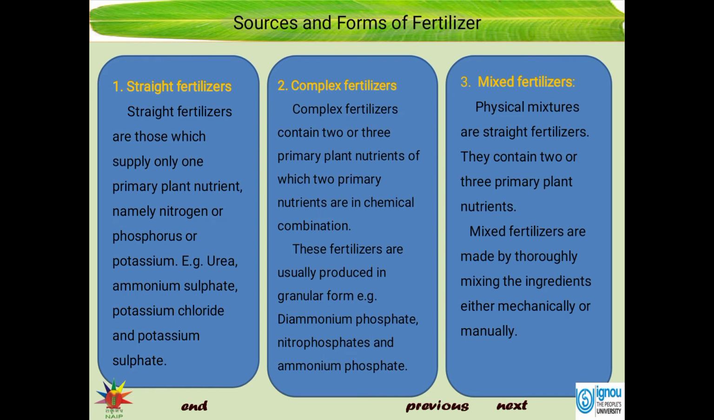Okay, the next one is the third type, mixed fertilizer. These are physical mixtures of straight fertilizers. They contain two or three primary plant nutrients. Mixed fertilizers are made by thoroughly mixing the ingredients either mechanically or manually. So two or three primary nutrients are combined with each other to form the mixed fertilizer. So these are the three important types of fertilizer: straight fertilizer, complex fertilizer, and mixed fertilizer.